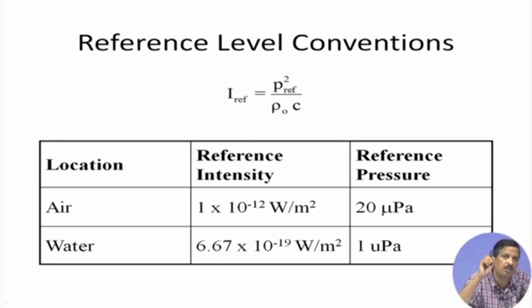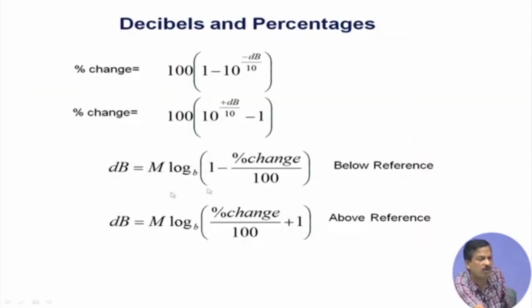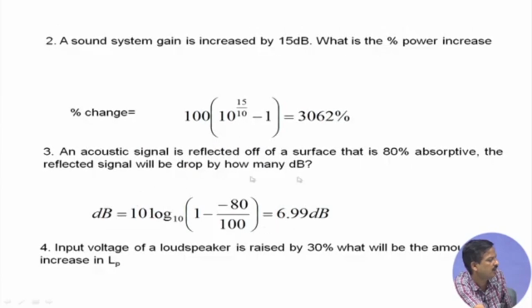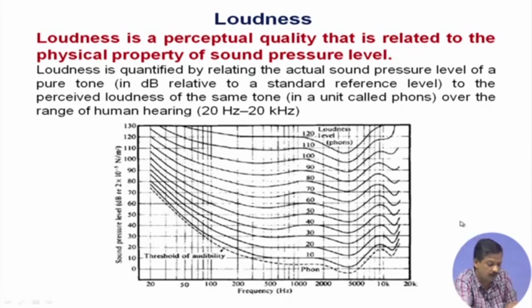I said the threshold of hearing is the amount of sound pressure required to create a sensation in the human ear for a 1 kilohertz acoustic wave. If the medium is water, it requires less intensity. I am not going into details, this is the acoustical part, then conversion of dB to percentage, there is some mathematics also. Then the loudness curve.